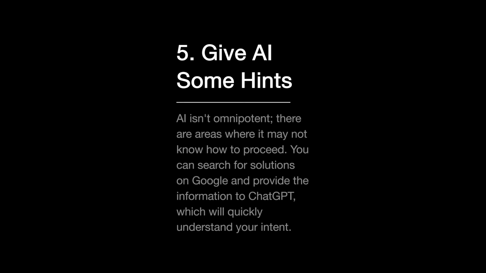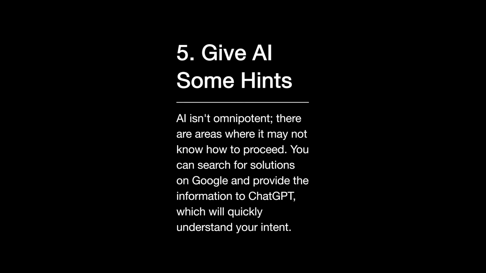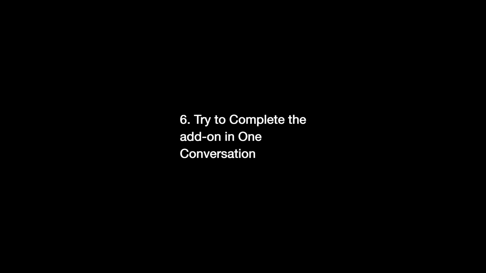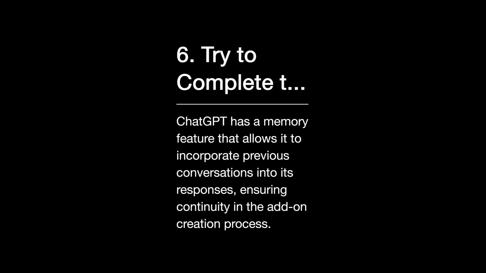Give AI some hints. AI isn't omnipotent. There are areas where it may not know how to proceed. You can search for solutions on Google and provide the information to ChatGPT, which will quickly understand your intent. Try to complete the add-on in one conversation. ChatGPT has a memory feature that allows it to incorporate previous conversations into its responses, ensuring continuity in the add-on creation process. Learn some Python, if possible.